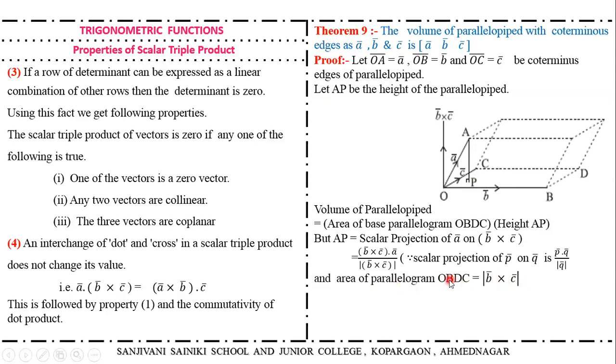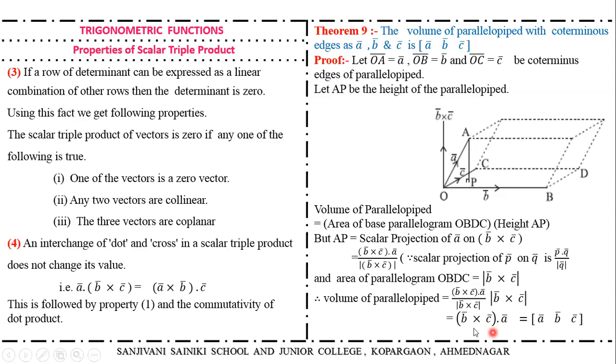And what is the area of the parallelogram? The area of the parallelogram is modulus of b bar cross c bar. So for the volume of the parallelepiped, we will put these two formulae in this formula. We will get b bar cross c bar dot a bar upon modulus of b bar cross c bar into modulus of b bar cross c bar. These two terms will get cancelled to each other, and what is remaining? b bar cross c bar dot a bar.